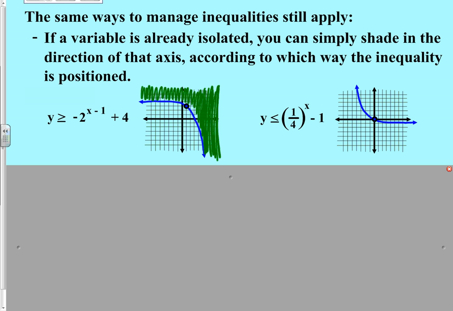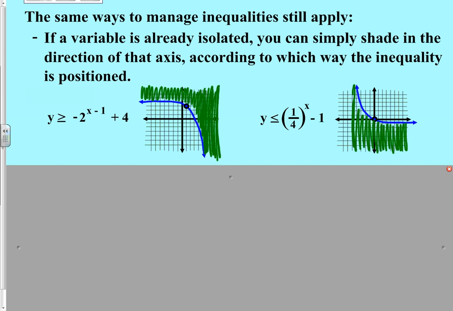And then here on the left, y is smaller. I'm sorry, we're on the right side now. y is smaller than or equal to 1/4 to the x minus 1. Well, the variable is already isolated. All you have to do is ask yourself, where are the y values smaller? And of course, the y values are smaller going downward. So we can shade underneath the graph.